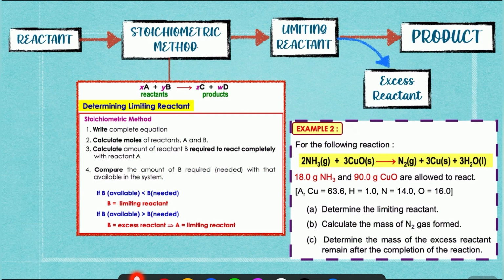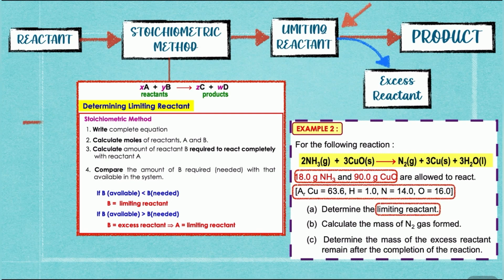Okay, let's see this example. For the following reaction, it gives you the reactants, ammonia and copper oxide, and the products, nitrogen gas, copper, and H2O. It also gives you the mass of the ammonia for both of the reactants, the relative atomic masses of the elements, and asks you to determine the limiting reactant. To determine the limiting reactant, you have to use the stoichiometry method.